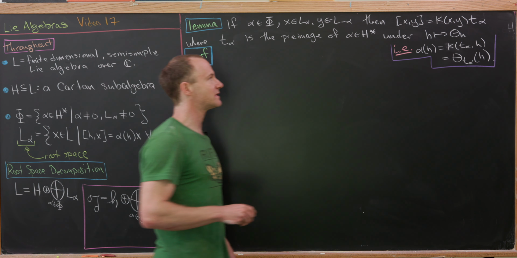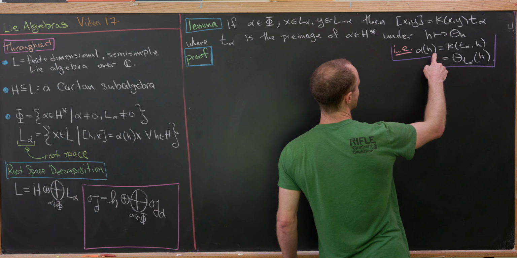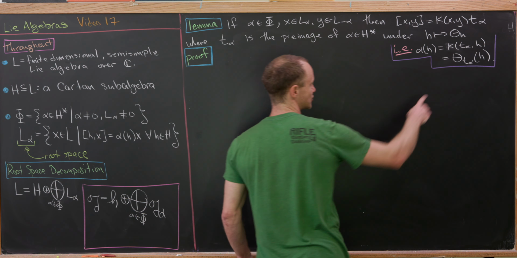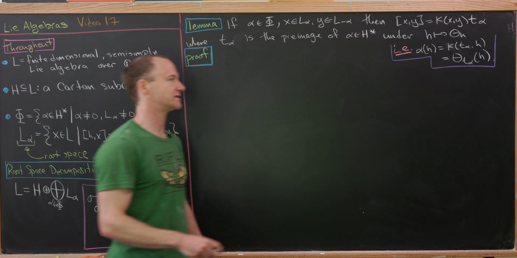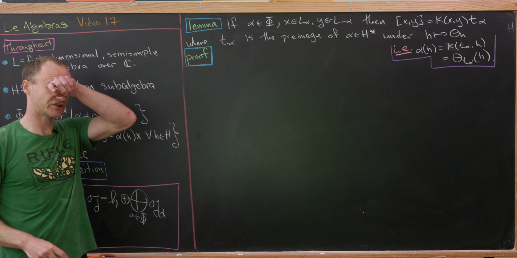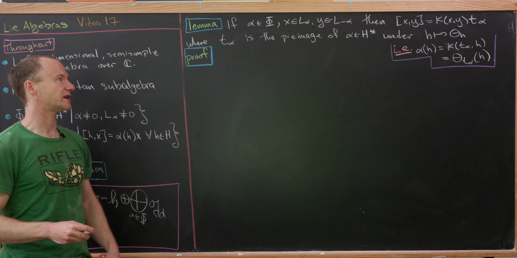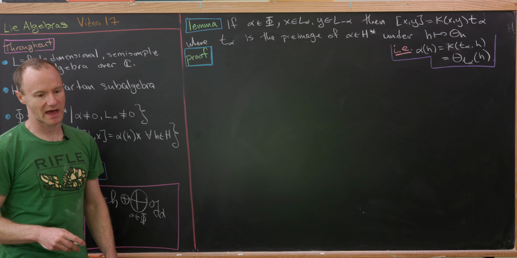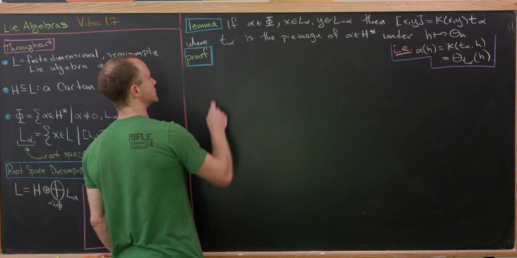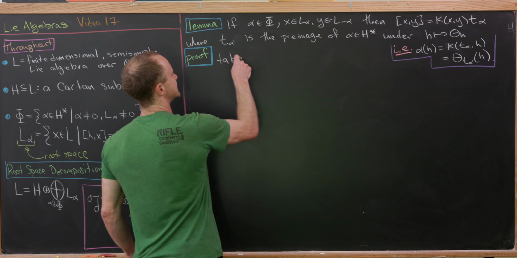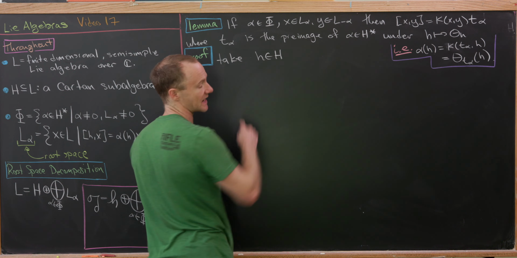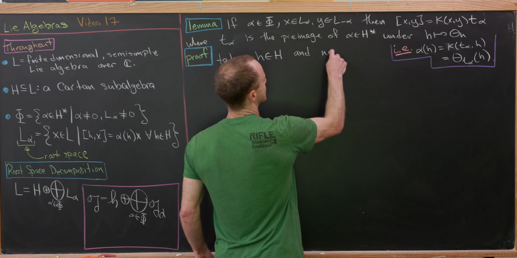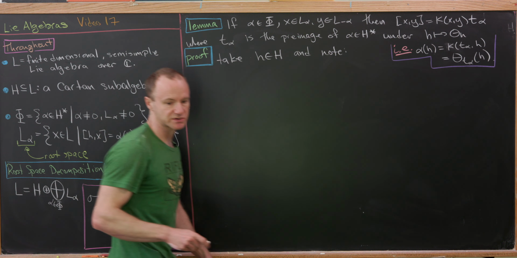So what that really means is that alpha evaluated at H is the same thing as kappa of T alpha, H, which is the same thing as theta sub T alpha evaluated at H. That's what it means to be the pre-image of alpha under this map. Okay, so let's get to it. So let's take an H in H and note the following little calculation.